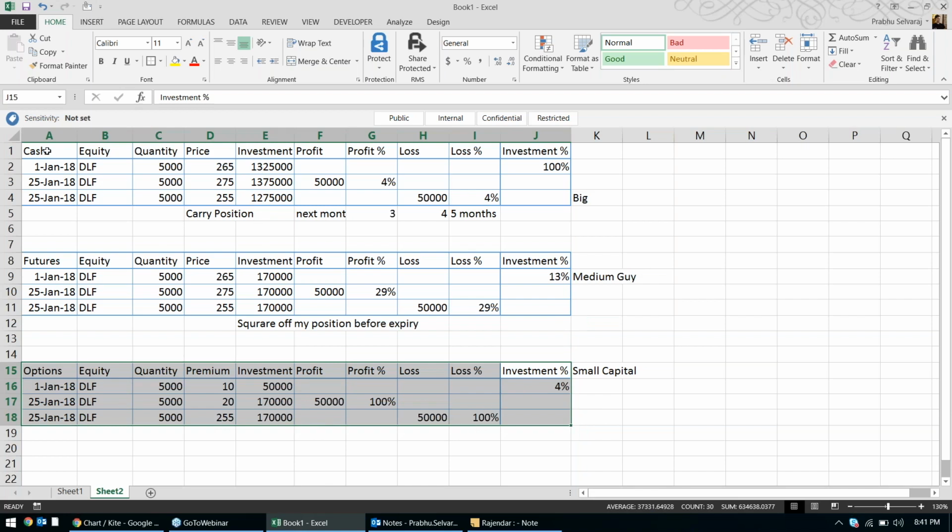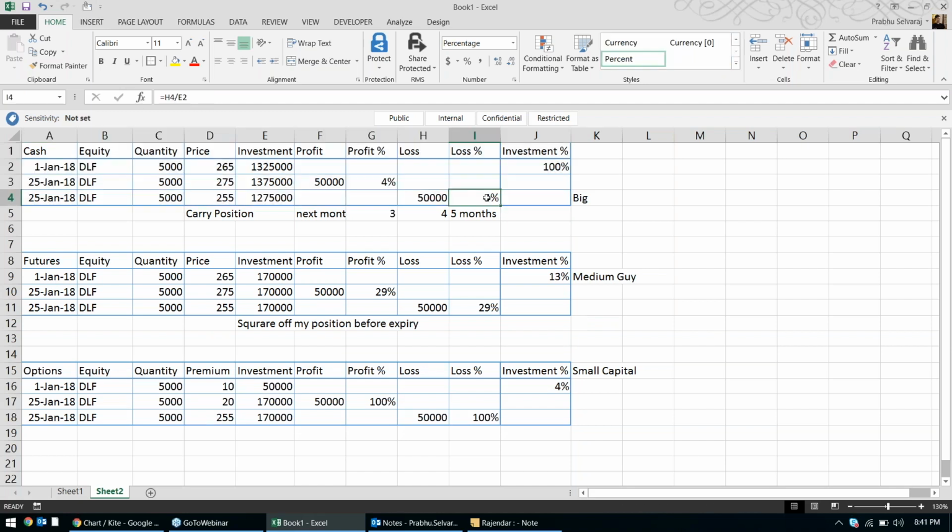In the cash market, you lose only 4% of your capital, which is manageable. In the futures market, you lose 30% of your capital, I mean in this example I'm telling, which is very huge. In the options market, you lose your entire capital if you trade in the wrong direction. Maybe you can keep a stop loss of 50% when the stock is going down. Still, the loss on your investment is minimum 50%.